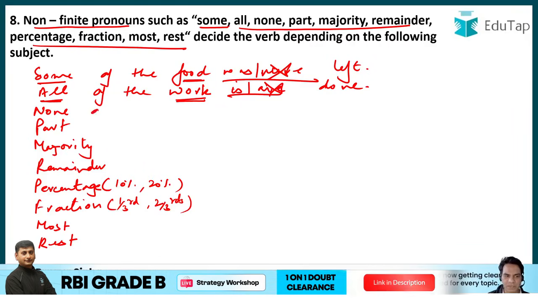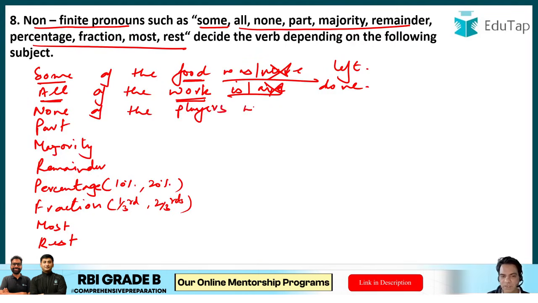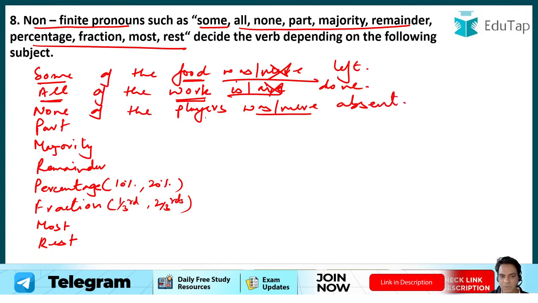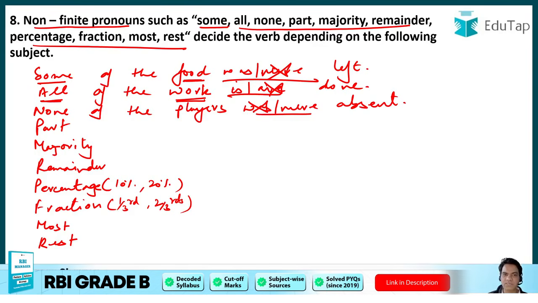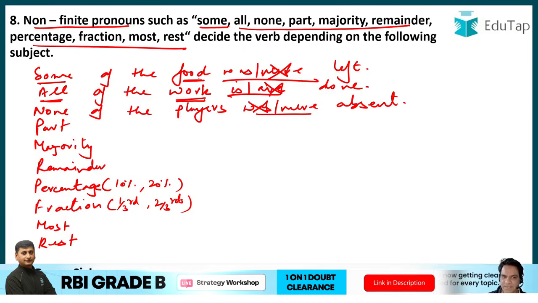For example, none of the players. Now, if the noun is plural, none of the players was or were absent? If the noun is plural, the verb will be plural. So what is special about these words? If these words are used at the beginning of a sentence, you have to look at the next noun. If the next noun is singular, the verb will be singular. If the next noun is plural, the verb will be plural.